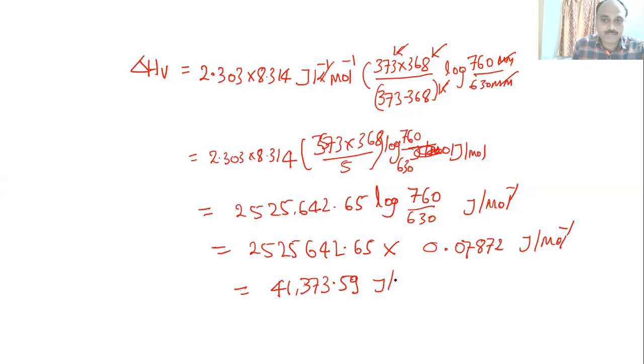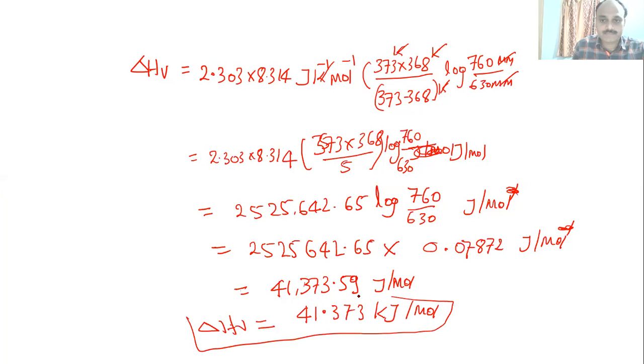41,373.59 joule per mole. Sorry, this is not joule per mole. Okay, then in terms of kilojoules, 41.373 kilojoules per mole. Okay, the answer is delta HV is equal to this. This is the answer.